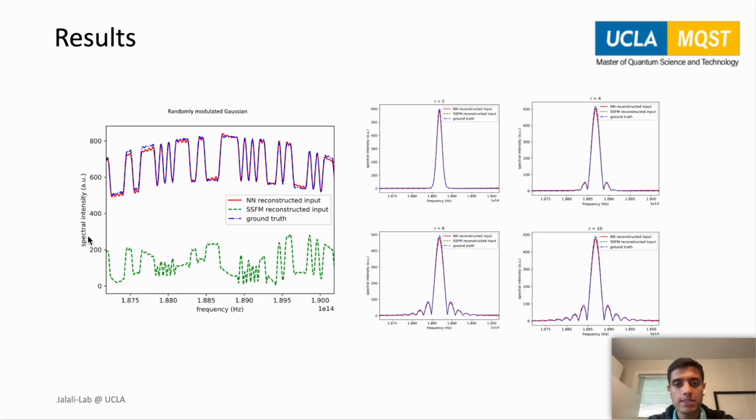Here we have visualized the reconstructed pulses. On the left is the reconstruction of the randomly modulated Gaussian. The green plot indicates the reconstructed pulse using SSFM, whereas the other two plots indicate the reconstruction using the neural network and the ground truth itself. As you may notice, the neural network does a much better job in the reconstruction compared to the split-step Fourier method in case of the randomly modulated Gaussian. Whereas in the case of super Gaussians, which are purely real, the split-step Fourier method does a better job in reconstructing the pulses.